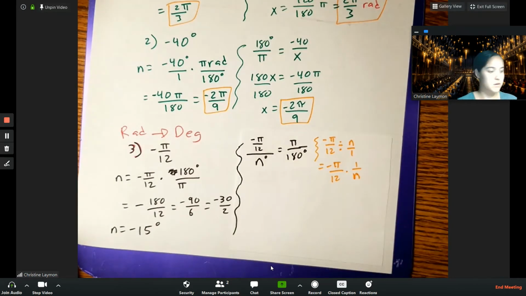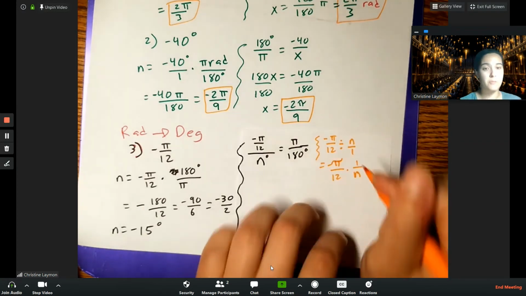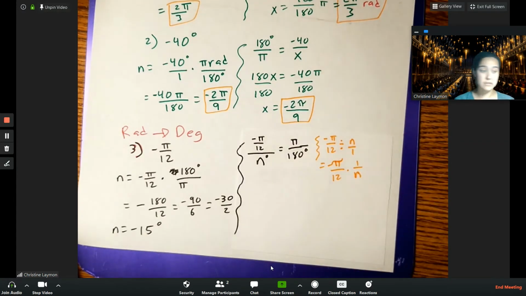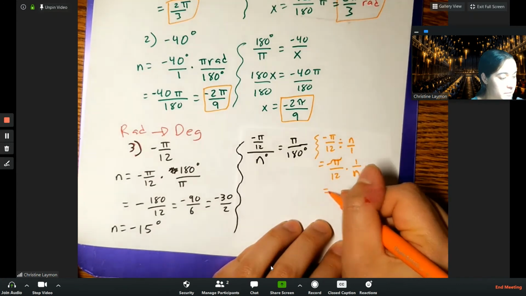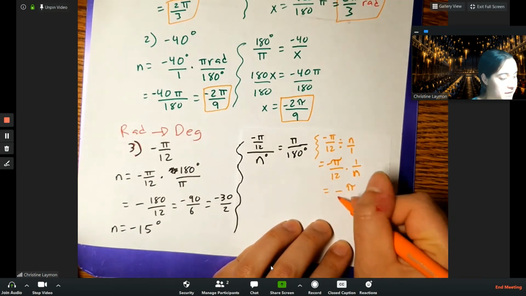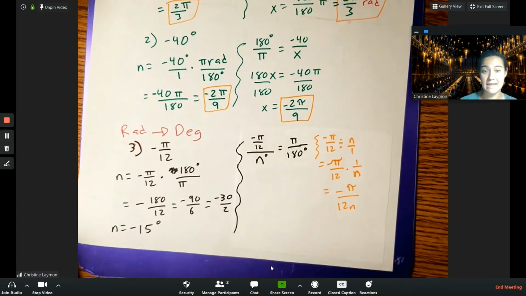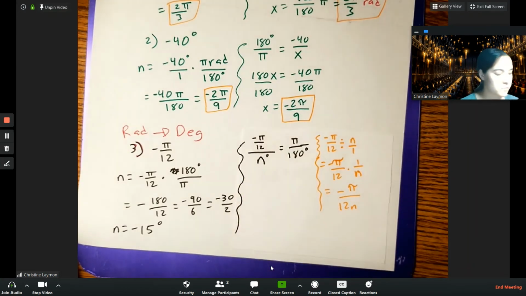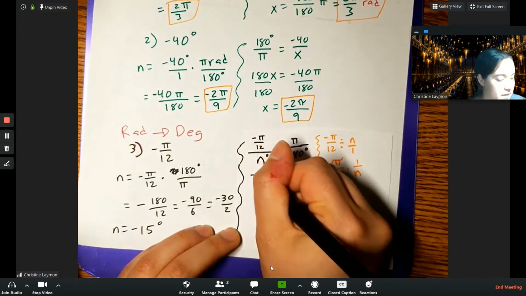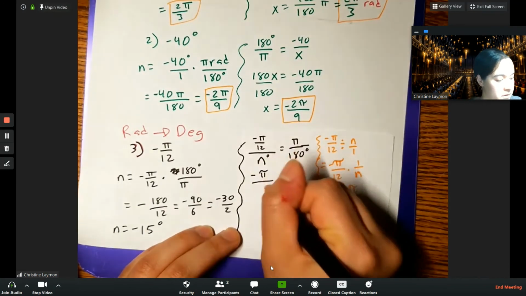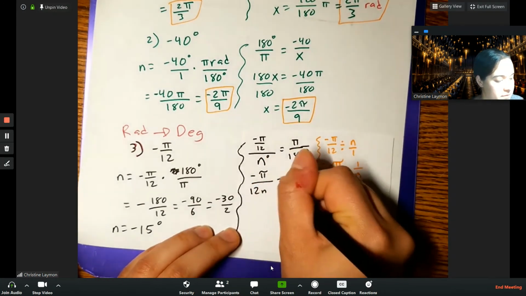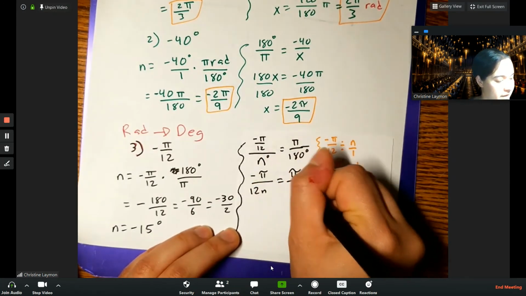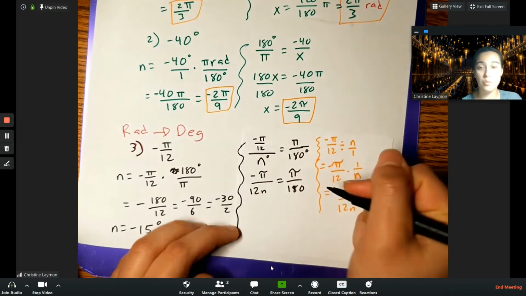Notice that, let me make this a better pi. There we go. Notice that that n is on the bottom. So I can write that part as negative pi over 12n. That's what I'm going to use. So kind of come back here. That is what I'm going to use in place of this. So I have negative pi over 12n equals pi over 180.